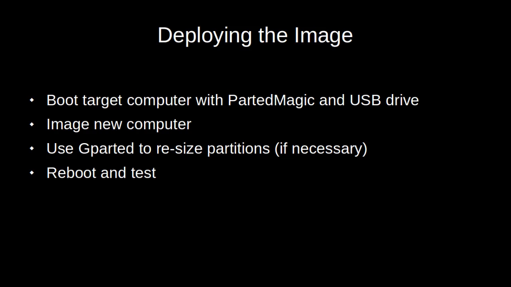Steps include booting the target machine with Parted Magic and the USB drive, imaging the hard drive of the new computer, using Gparted to resize the partitions if necessary, and rebooting and testing.